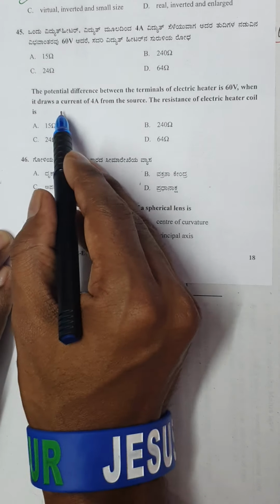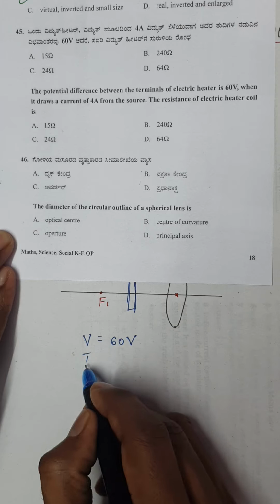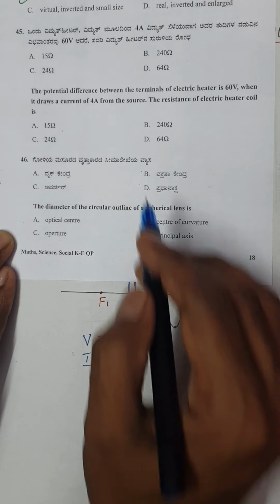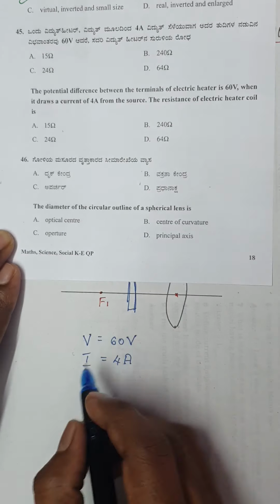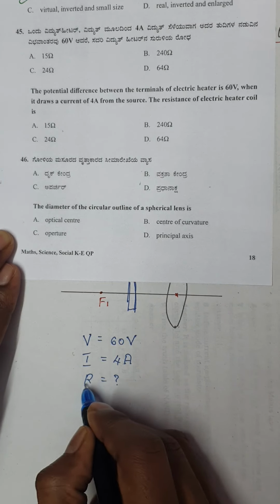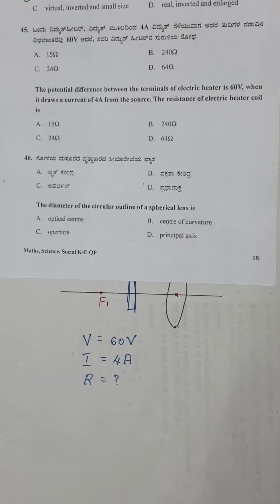When it draws a current of 4 amperes, current is usually denoted by I. This is nothing but 4 amperes. The resistance of the electric heater coil is, meaning you want R is equal to question mark. Looking at the terms, we have V, I and R. We are going to use the concept of Ohm's law to solve for the value of R.